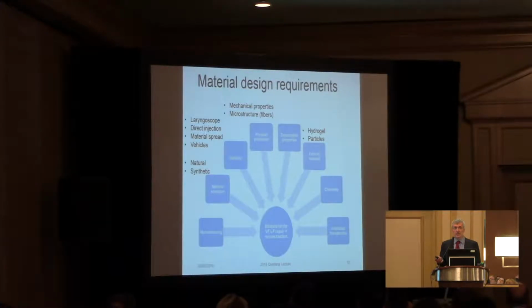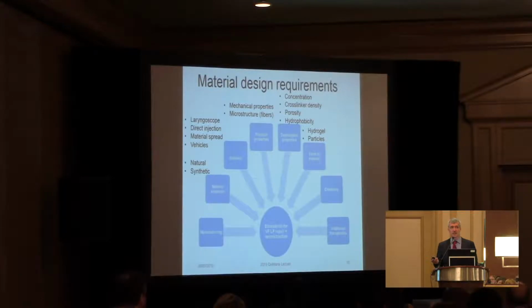Obviously, we need to look at the mechanical properties and the microstructure of the material to try to emulate as much as possible the structure of the organ that we're trying to replace. And we need to look at the degradation of the material over time. We don't want the material to degrade too quickly. At the same time, we don't want the material to stay there all the time, because that is potentially a source of increased risk for cancer. And so we need the degradation to occur over a time period that's just right.